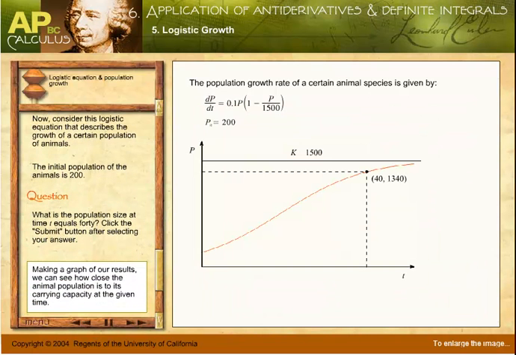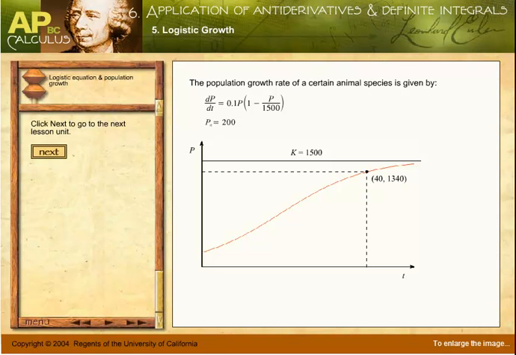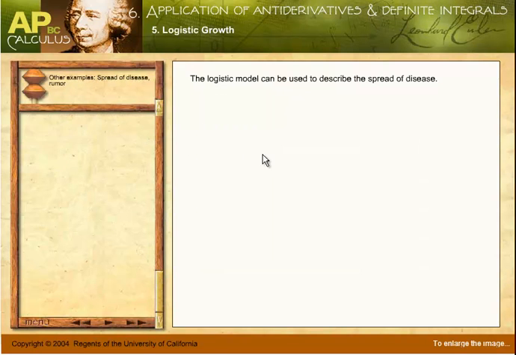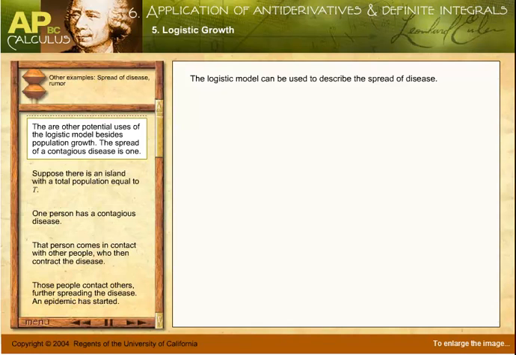Making a graph of our results, we can see how close the animal population is to its carrying capacity at the given time. There are other potential uses of the logistic model besides population growth. The spread of a contagious disease is one.